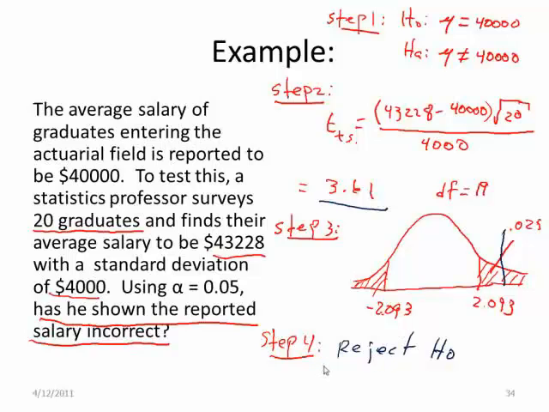Then step number 5, we can come back and say at alpha equals 0.05, the data indicates that the average salary for actuaries is not equal to $40,000.